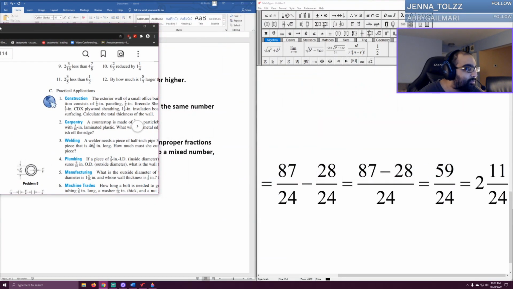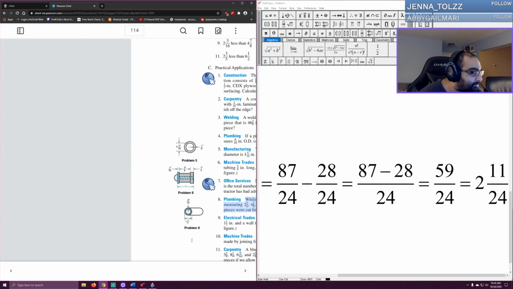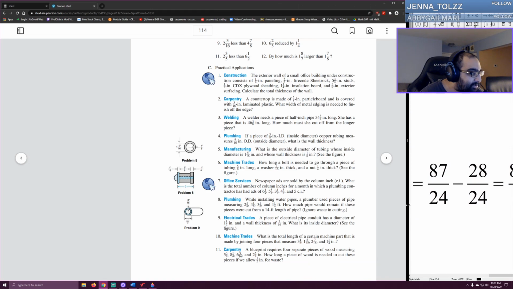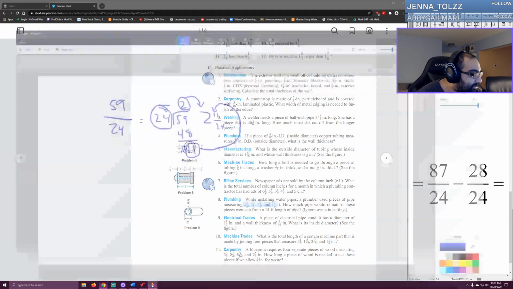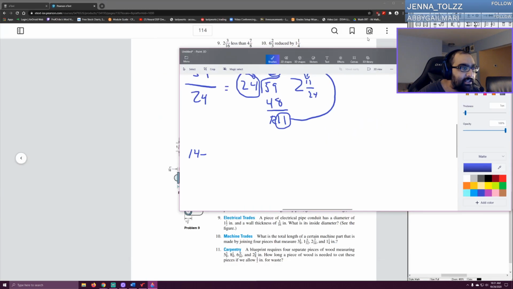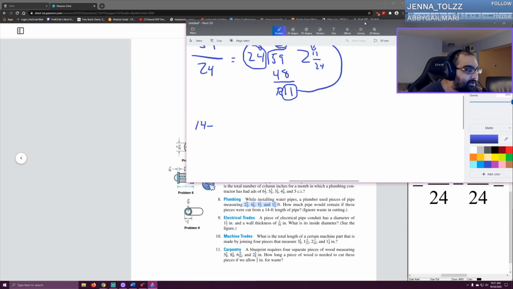What we have to do in this problem is take this 14 feet and subtract from it each one of these values for the pipe that we cut off. So we're going to take 14 and subtract, let's go ahead and figure that out.